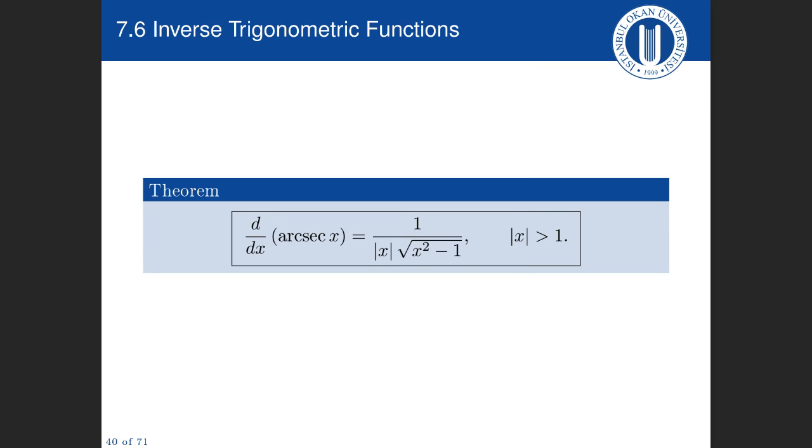So here's the formula. Here's the theorem. The derivative of arcsec x is 1 divided by the absolute value of x, square root of x squared minus 1, for any x which has absolute value greater than 1.